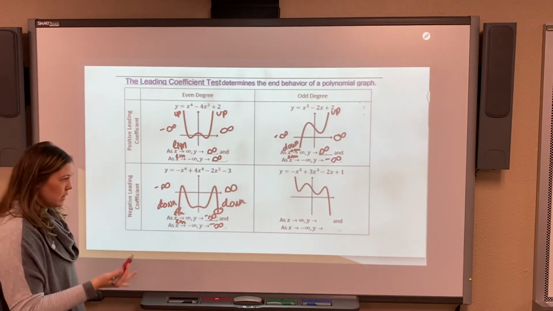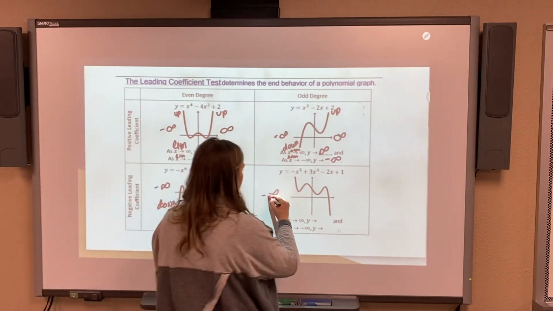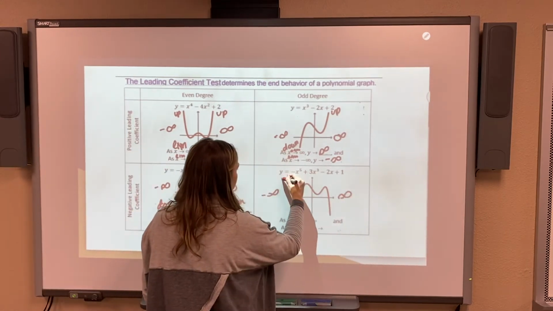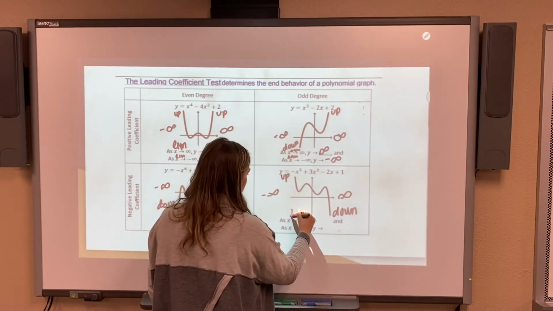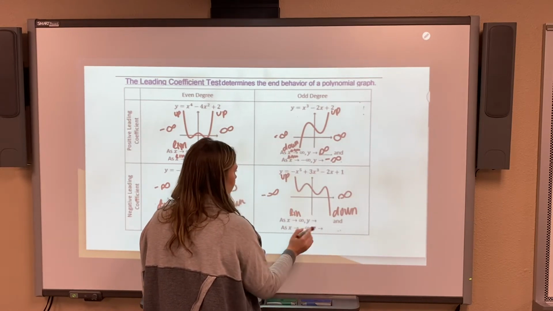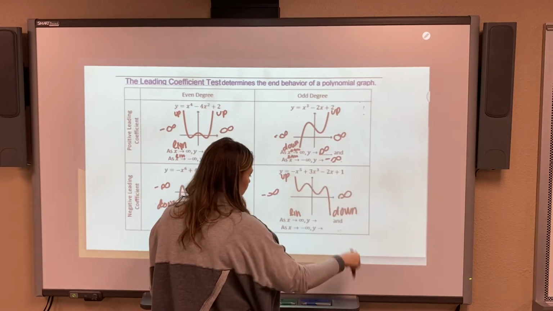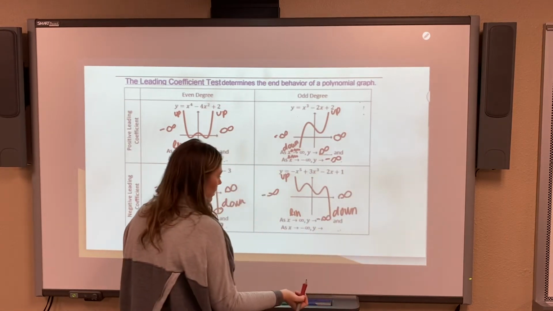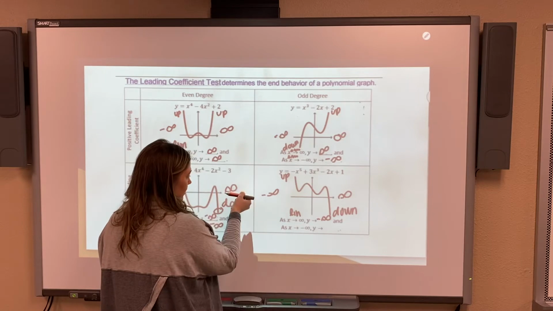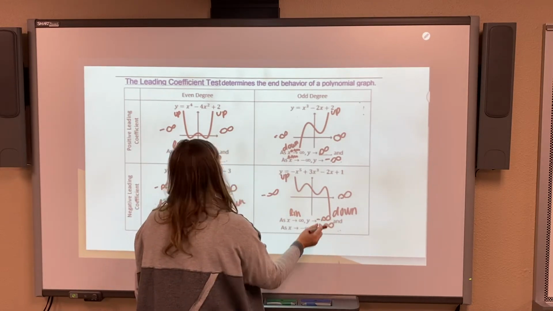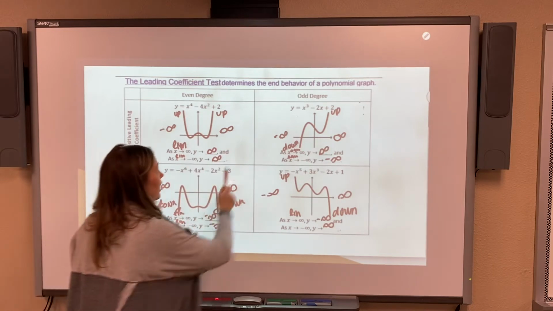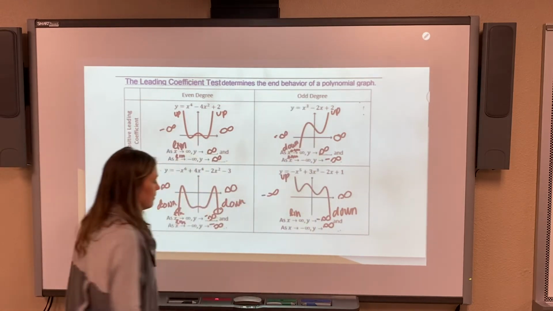So you have to look at that end behavior. Negative infinity here, positive infinity here, so this is up, this is down. As x approaches infinity, the right side, y goes down, so that would be negative infinity. And as x approaches negative infinity, our y's go up, so that would be positive infinity. And so these are opposite. So negative leading coefficient, odd degree, opposite.